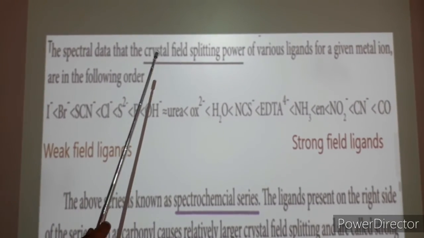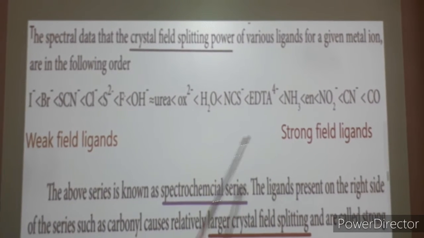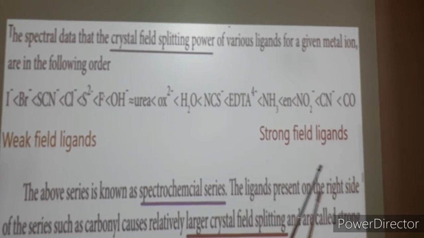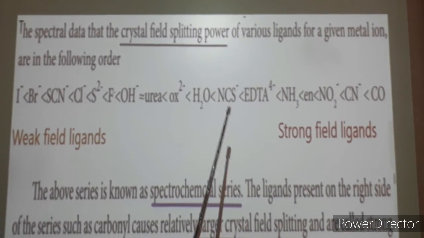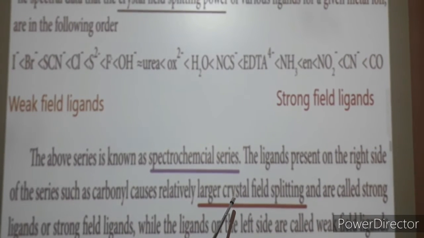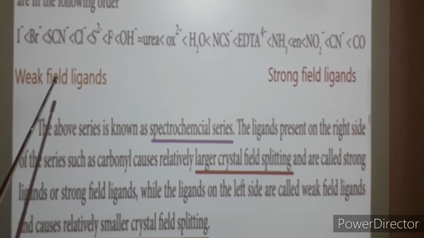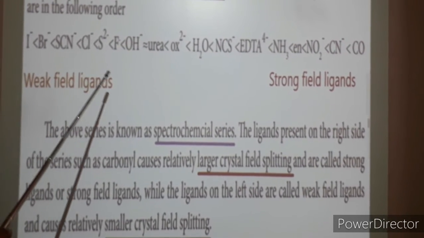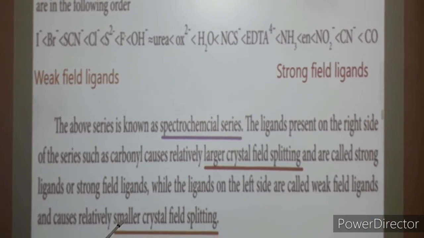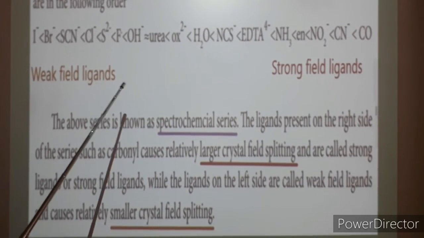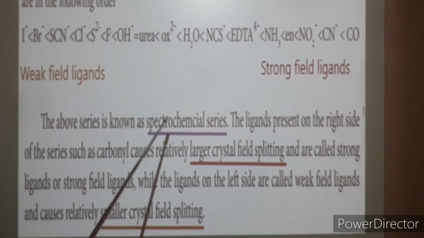Now we look at the crystal field splitting power of various ligands, and we get an arrangement here. On the right hand side are the strong field ligands. They are called strong field ligands because they create a larger crystal field splitting. And on the left hand side are the weak field ligands. They are called weak field ligands because they cause a smaller crystal field splitting. This series is called the spectrochemical series.